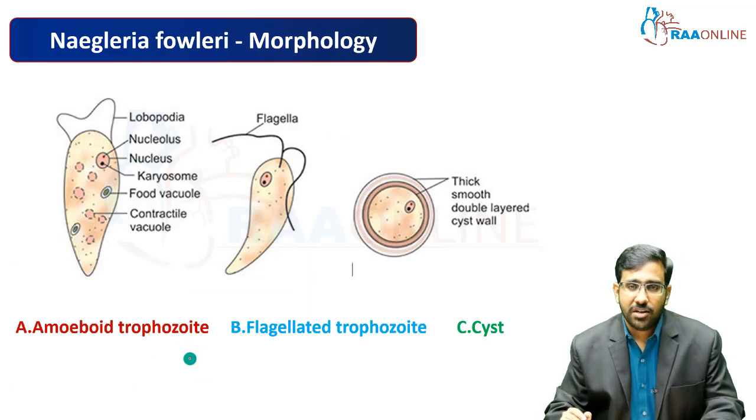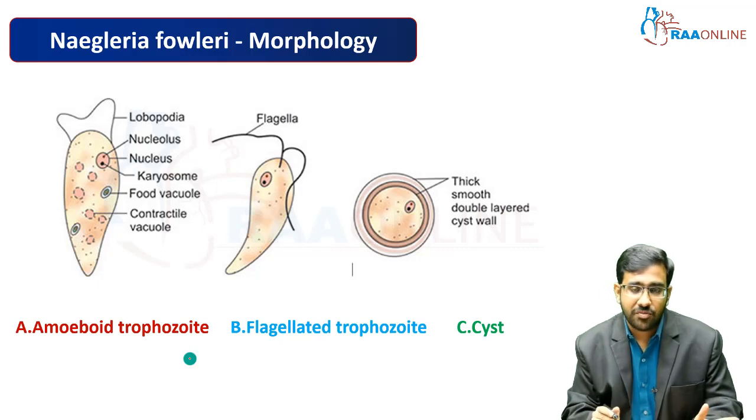Coming to the morphological forms, when we talk about Naegleria fowleri, a free living amoeba, there are three forms: the amoeboid form, the flagellated trophozoite, and the cyst. The amoeboid and flagellated forms are both trophozoite forms, and then there is a double-walled cyst.